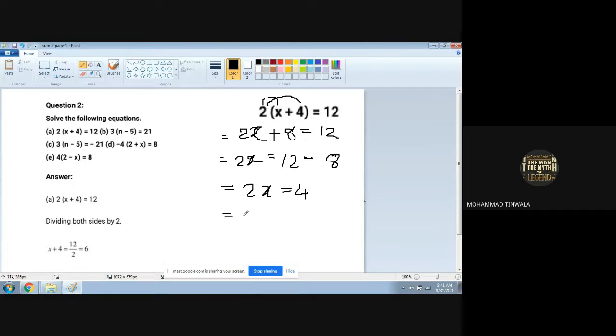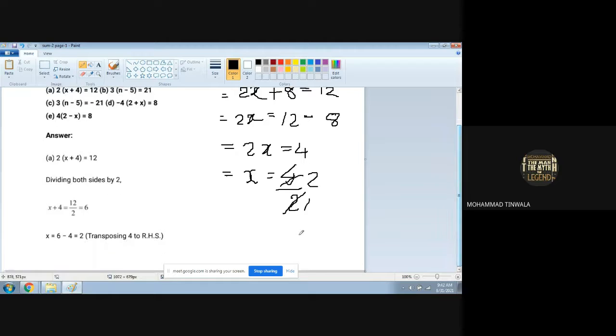Now 2x is there. We have to find the value of x. x is equal to 4 as it is. This 2 is multiplying, so it will go towards division form. So 2 1s are 2, 2 2s are 4. So what is the value of x we got? x is equal to 2. Any doubt with this, girls?